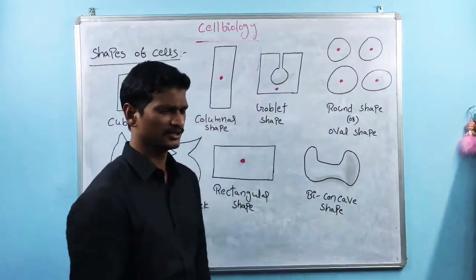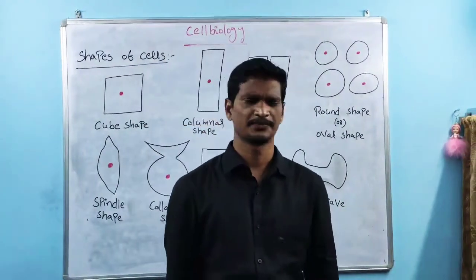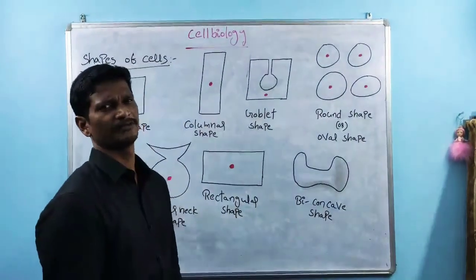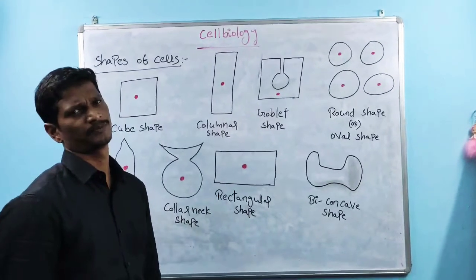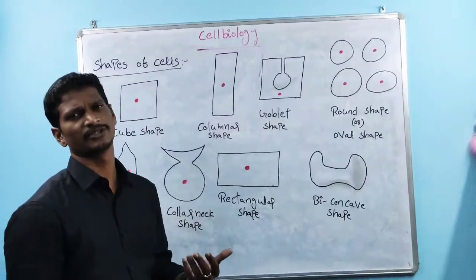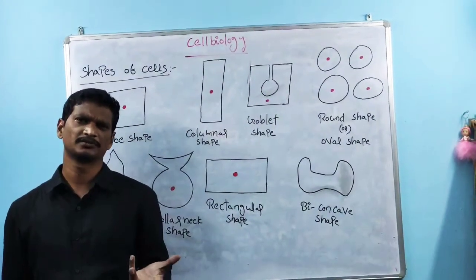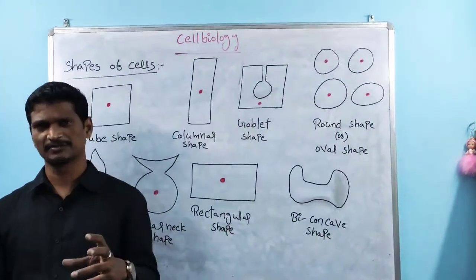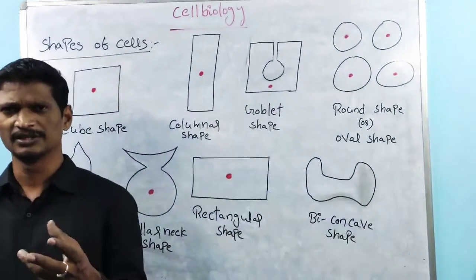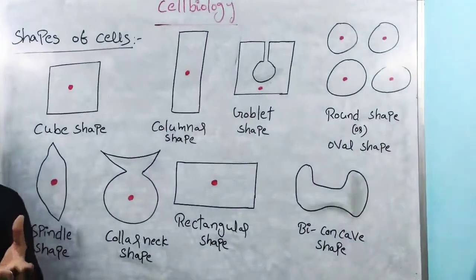Coming to the next topic, different shapes of the cells. See, all cells do not have the same shape. One cell shape is altered from another cell shape. Why are cell shapes altered? It depends upon the function. The shapes of the cells are also altered.